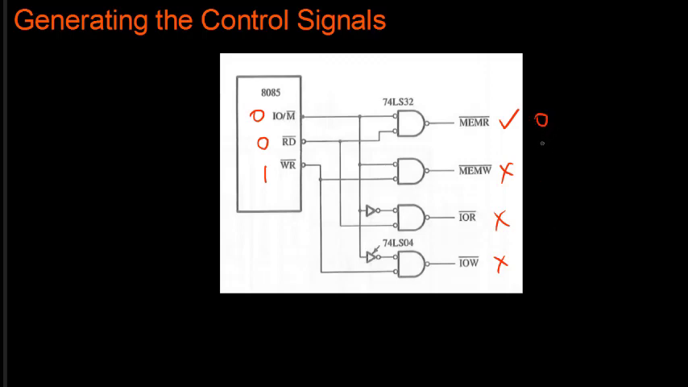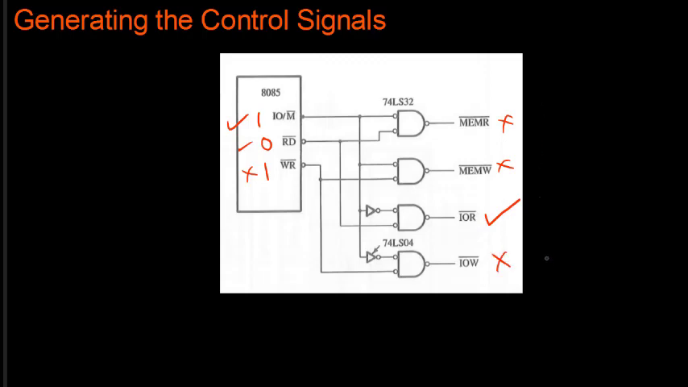Now suppose we want to perform a read operation from input output. So this is 1, this is 0 and this is 1. This signal shows that it is the input output operation. This one shows it is read, and this shows it is not a read or not a write operation. So this particular signal gets activated and all the others are not activated. So this is 0 and all others are 1.